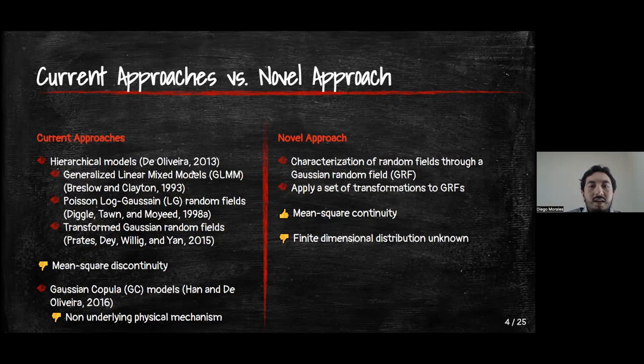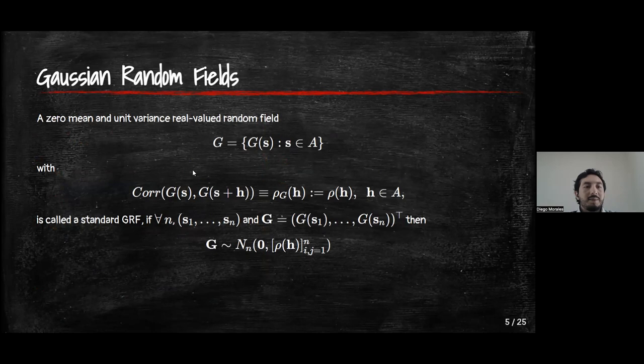So I want to introduce what a Gaussian random field is. A zero mean, unit variance, real-valued random field G, with locations s in a set A in general, with a correlation given by rho(h), that is the correlation between two random variables of the Gaussian random field. And we can call it a standard Gaussian random field, or a zero mean and unit variance real random field, if for all locations, the vector of the random fields in those locations has a Gaussian multivariate distribution with zero mean and a correlation function given by rho(h).